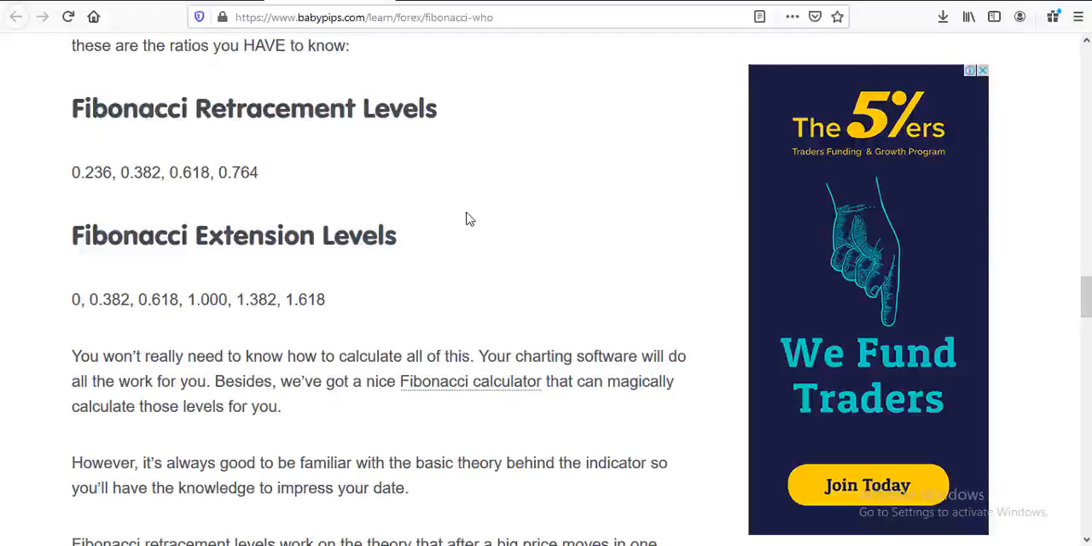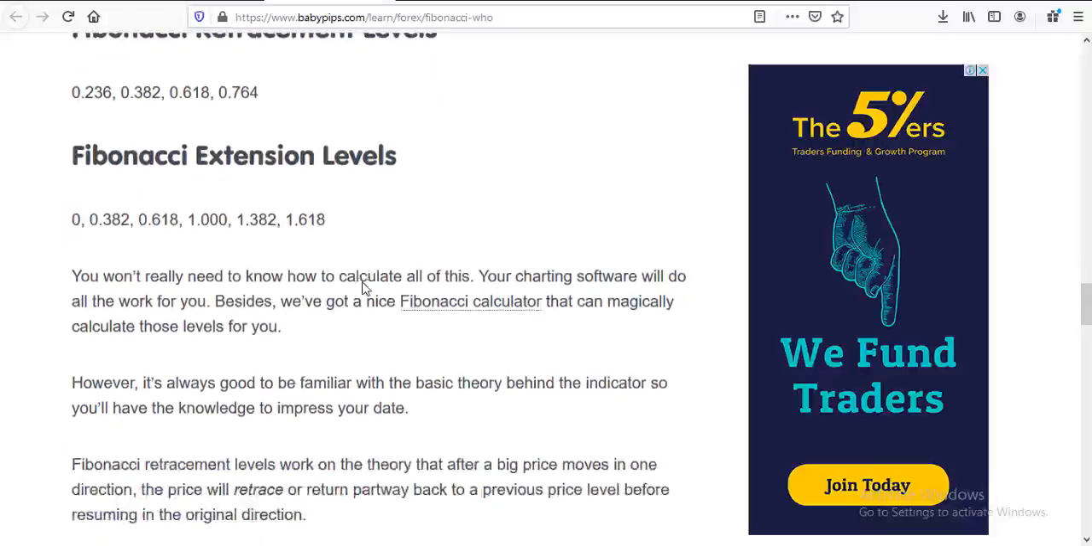The most commonly used retracement levels are 0.236, 0.382, 0.618, and 0.764. And then there are also the extension levels: 0.382, 0.618, 1.000, which is 100, 1.382, 1.618. So these are the extension levels.